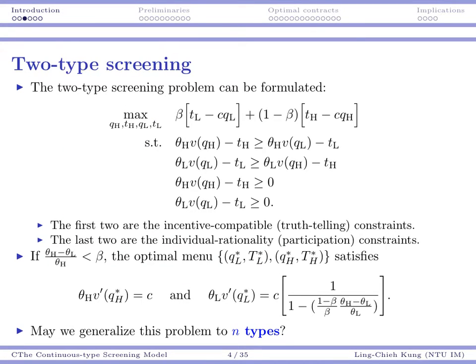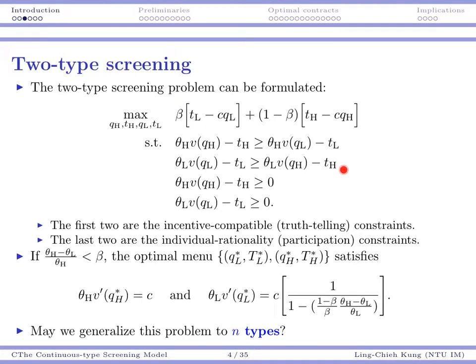Very quickly, let's review that. The two-type screening model can be formulated in this way. We're going to have a menu of two contracts to be designed because there are two types. Two types, so we design two contracts, one for the high type, one for the low type. We know this can be optimal because we have the revelation principle. Given that the high type and the low type will choose the contracts T_H, Q_H and T_L, Q_L, we know that this is our expected profit.